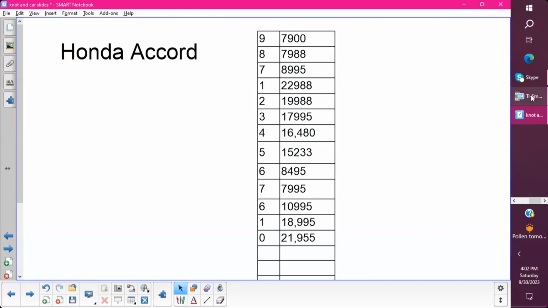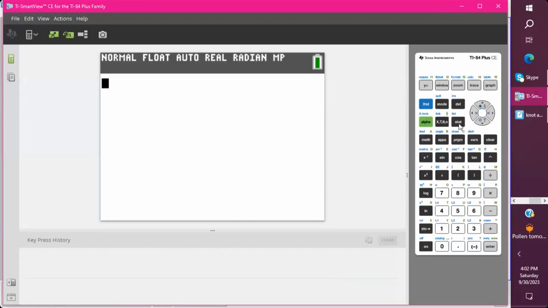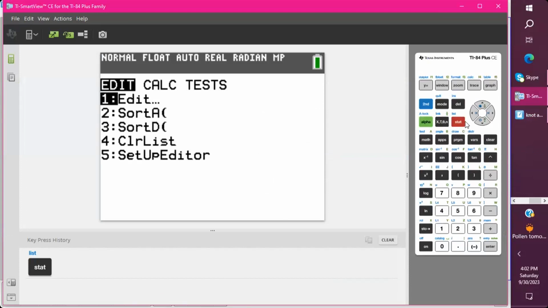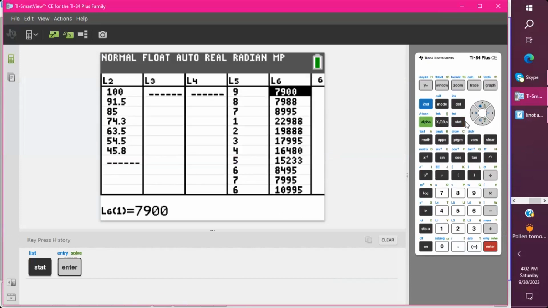So again, I have preloaded my calculator. You will get the emulator state again for this. If I go to stat edit, I stored them over in 5 and 6 this time just to save a little bit of time. I had my data from my previous activity in 1 and 2, but I have my data from my car in 5 and 6.